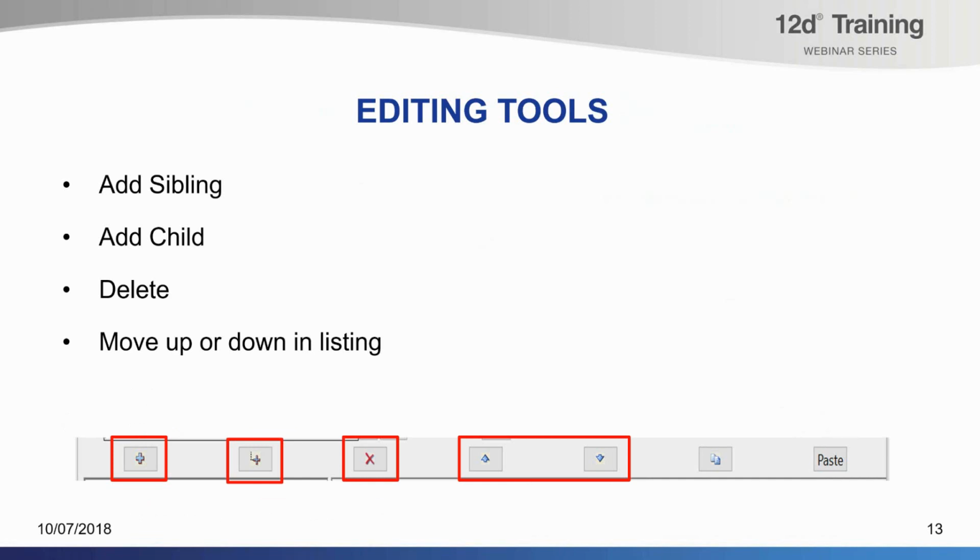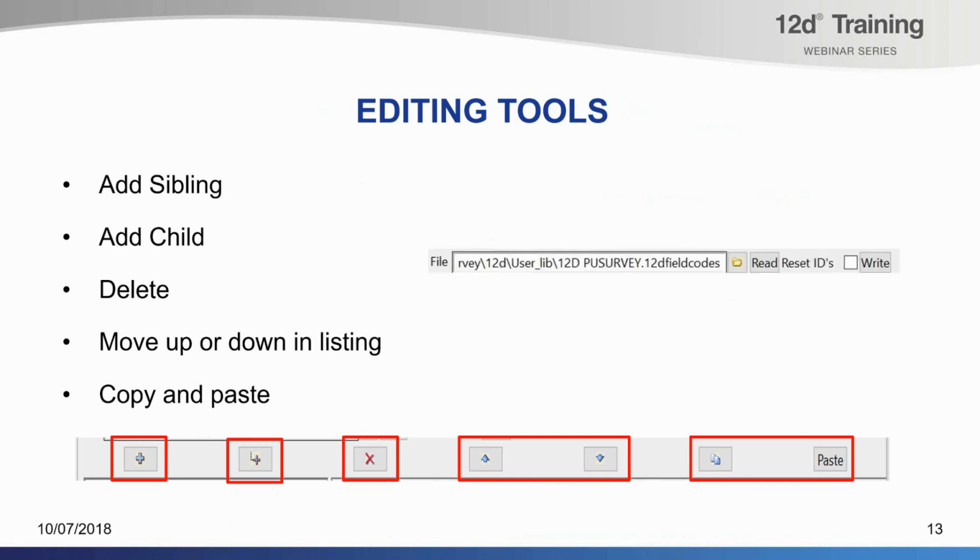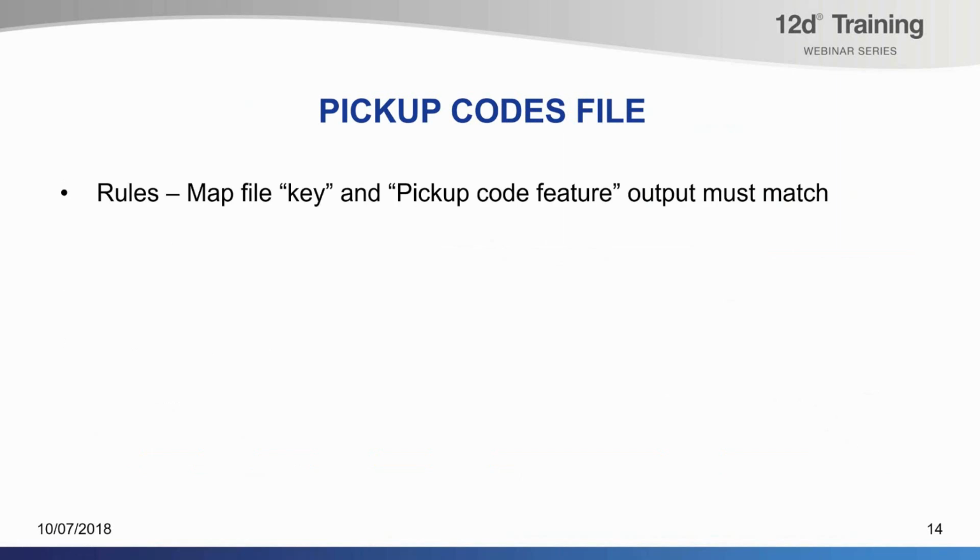You can delete them. You can actually move items in the attribute listing up or down in the listing so that they appear as a setup for your pickup in the field at different periods of time in the pickup phase. And also you have the copy and paste, and of course you have the ability to read in files, multiple files, so you're not fixed to one pickup codes file. You may have one for a certain type of work and another for another type of work, and you can write those out as well.